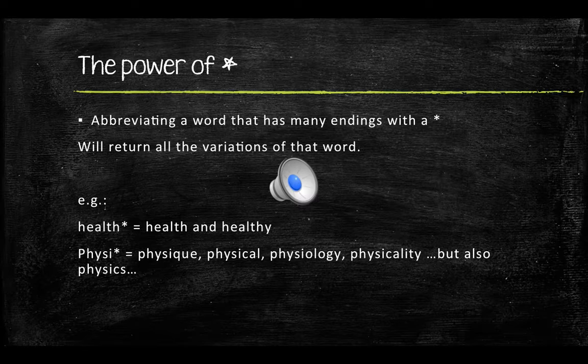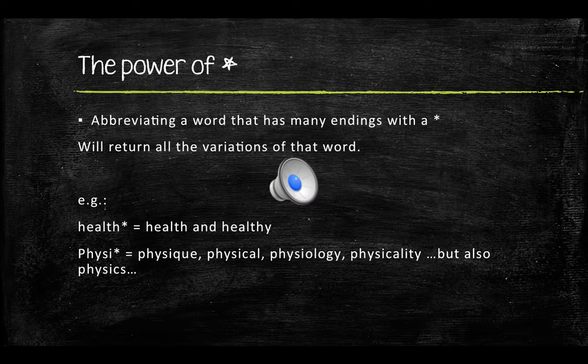So any word that potentially could have a different ending, you can truncate with an asterisk, and then your search results will provide you with all of the variations of that word up to the point at which you put in the asterisk. So for example, if you wanted to search for any kind of phrasing that related to health, you could put an asterisk at the end of the word health, and then that search would return health and healthy and any other derivative of health that comes after the asterisk.